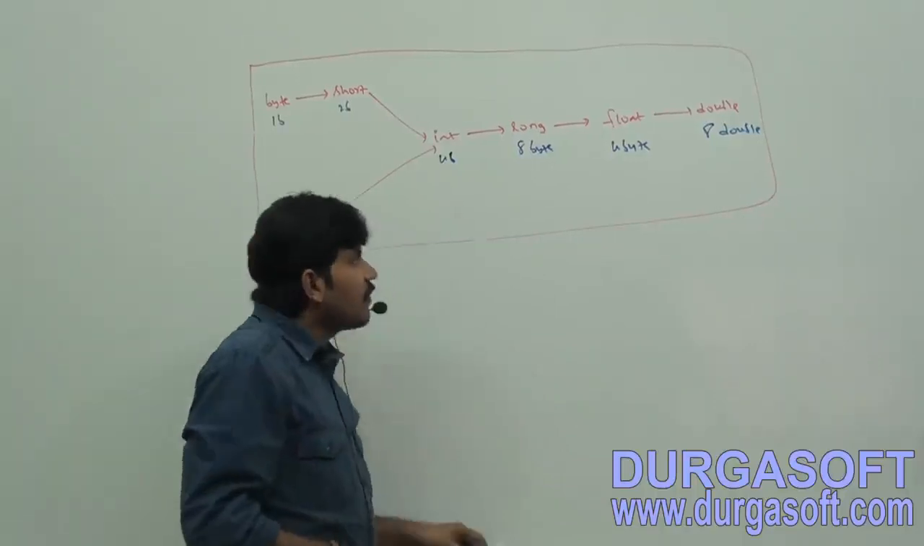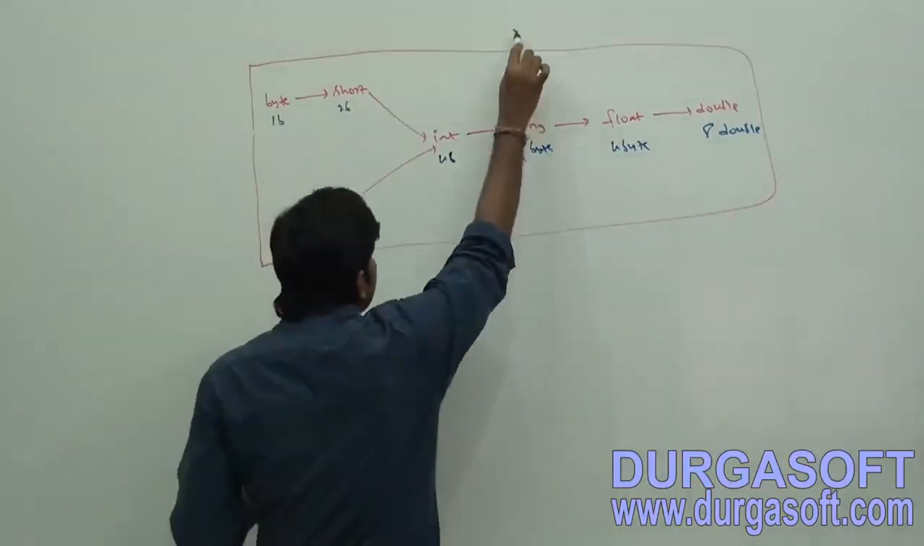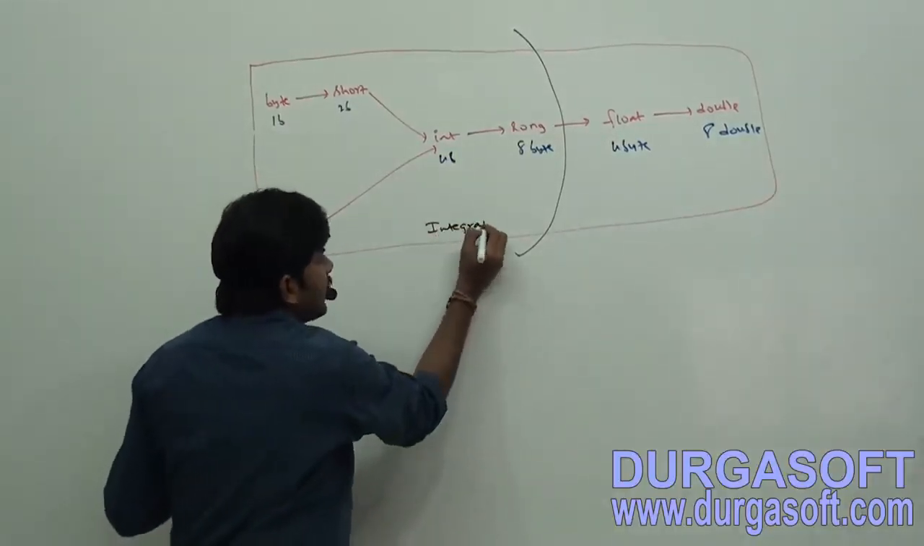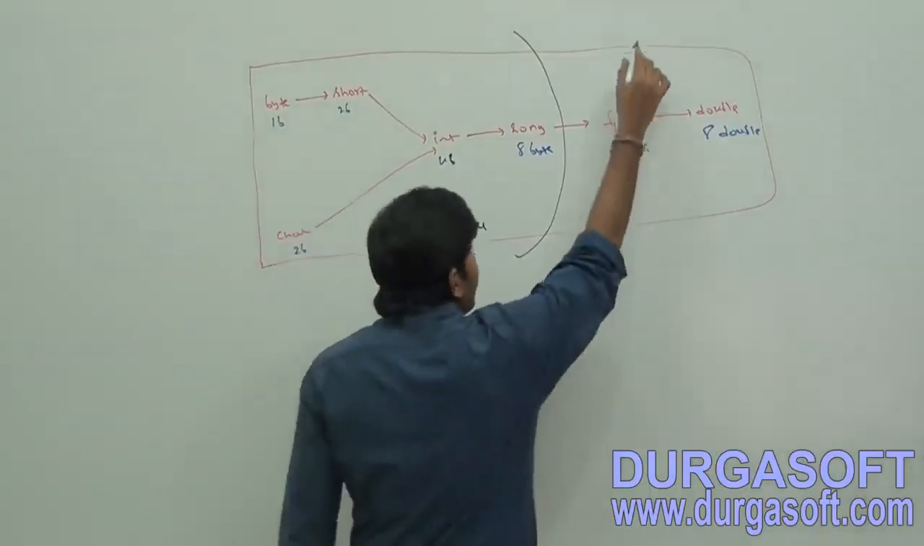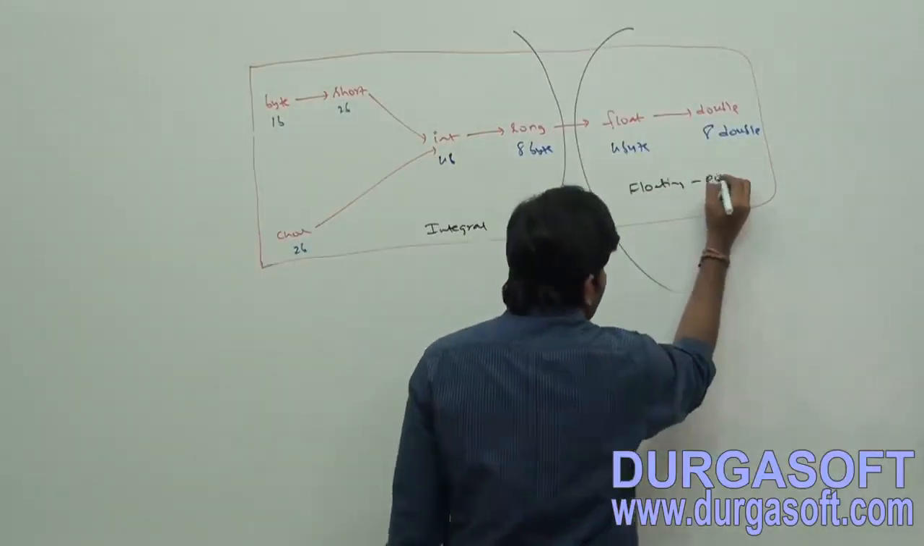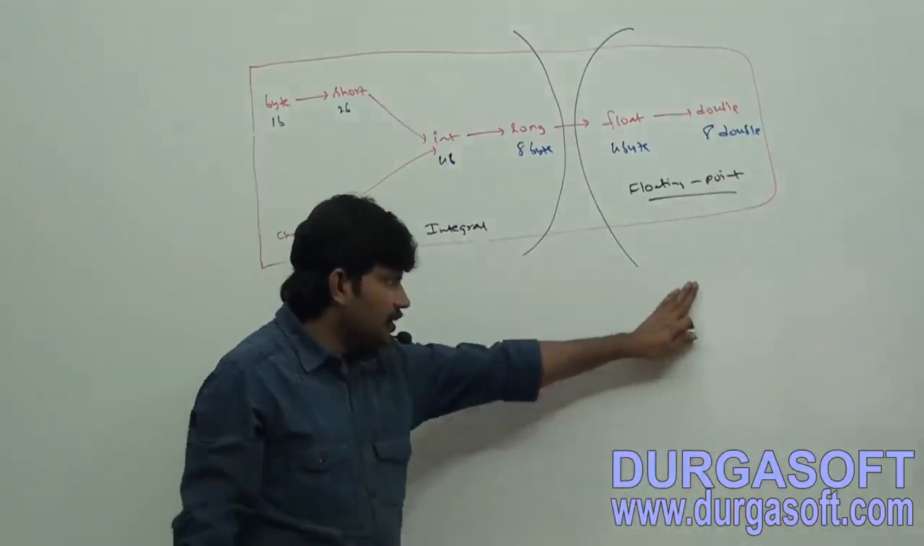Make sure it is perfectly acceptable. No problem at all. Do you know what these data types are called? Integral types. And these data types are called what? Floating point data types. Listen a bit very carefully.